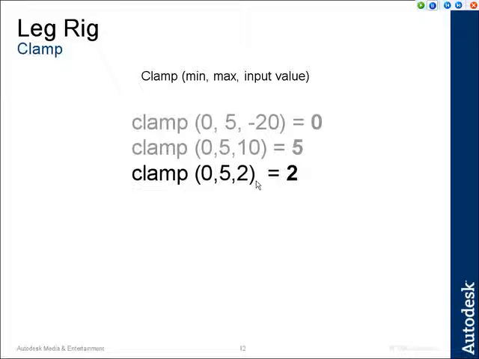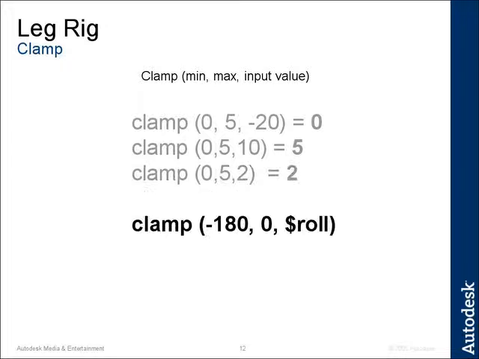Okay. So let's say we wanted to use the roll value in our expression, but only return values less than 0, and then clamp the value at 0. We can use a clamp command like this. Clamp of minus 180 to 0, so that's the minimum, that's the maximum, and roll. So if roll is less than minus 180, it's only going to return minus 180. If it's anywhere between negative 180 and 0, it will return whatever the value of roll is. And if it's greater than 0, it's going to return 0.